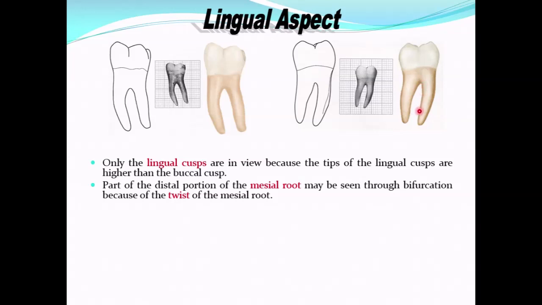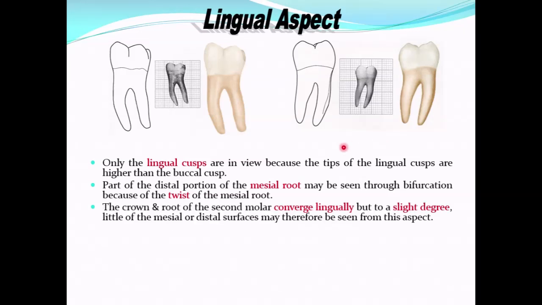Okay? From this aspect, the lingual aspect, part of the distal portion, which is this, could be seen. Part of the distal portion of the medial root may be seen through the furcation. Why? Because the medial root is twisted. Because it's twisted, I can see part of the distal portion of the medial root. Okay?